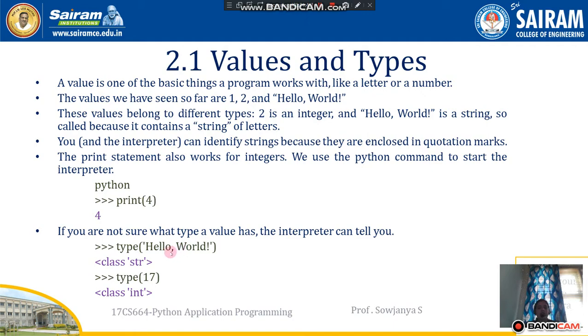For example, if you want to find the type of hello world, you write type of hello world, and it shows it belongs to the class of string. When you want to find the type of 17, obviously it belongs to integer, since 17 is an integer number. In the same way 4 is also an integer. So when you write type of 4, it gives you class int. That is how you find the type of any value.